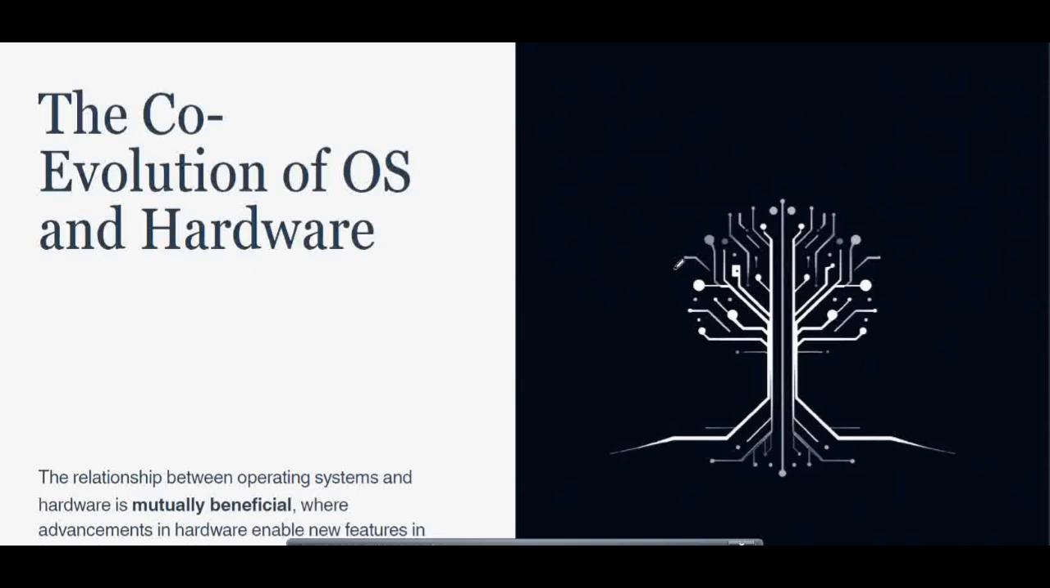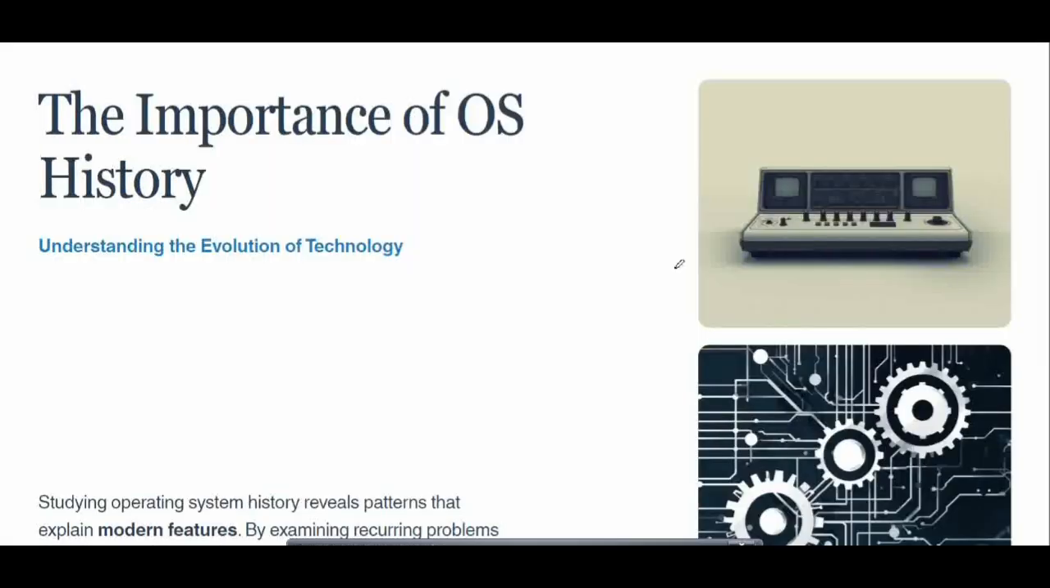An operating system needs protection and hardware adds protection to it. An operating system needs multitasking and hardware supports it. So operating systems and computer architecture influence each other. And why should we learn the history of operating systems? By looking at how operating systems developed over time, we see common patterns, repeated problems, and why certain features exist. History explains why modern operating systems look the way they do.